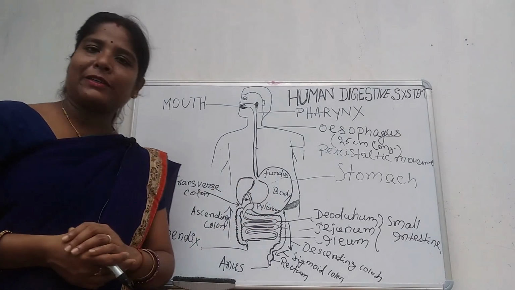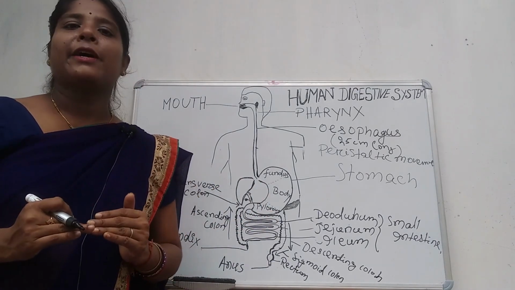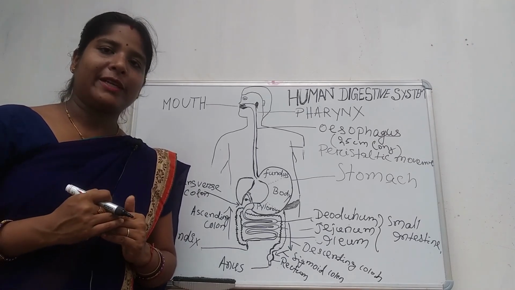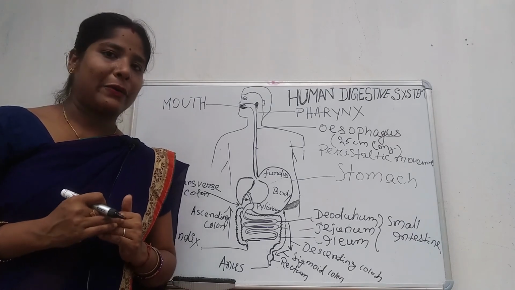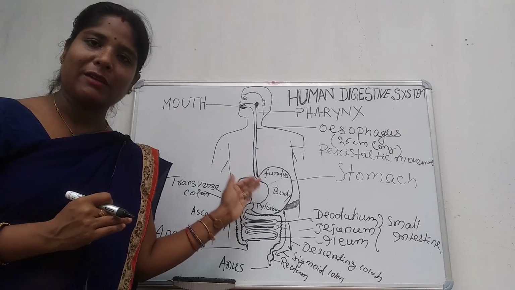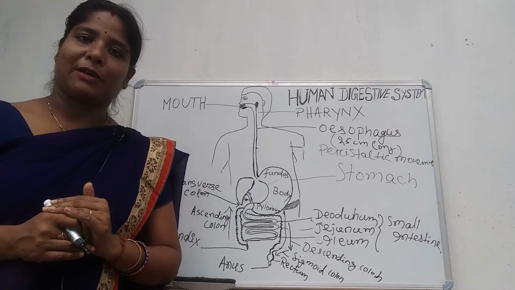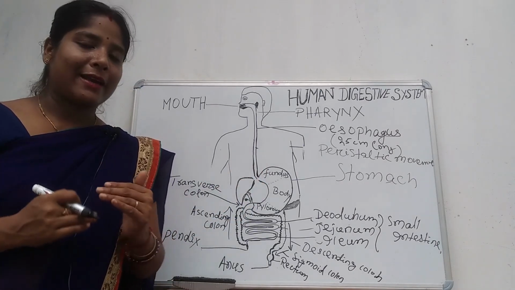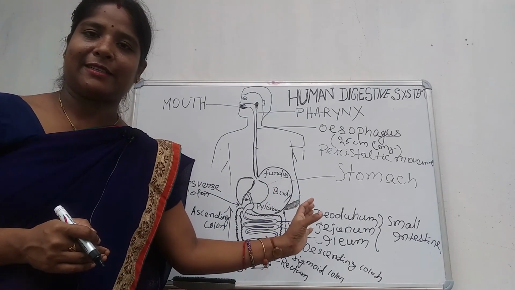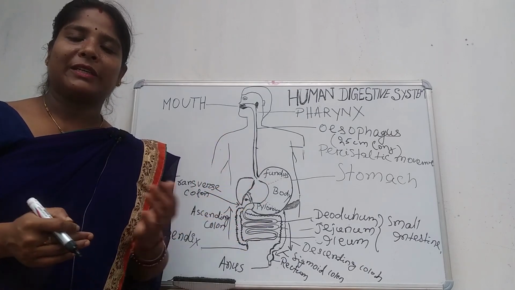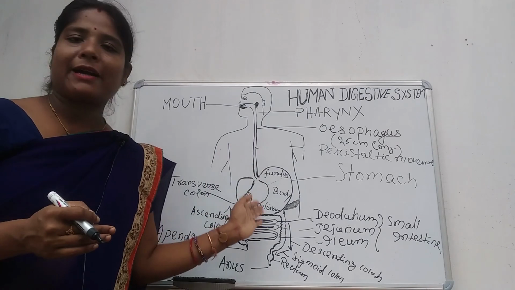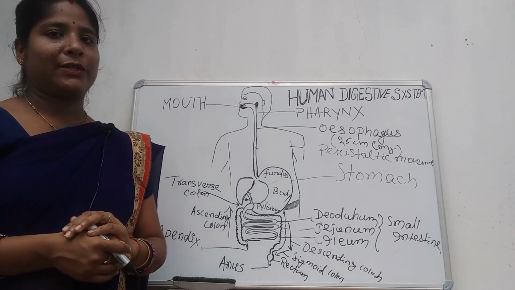So this was about the different parts of the human digestive system, or the alimentary canal. I hope it helps you understand the structure of the human digestive system. In another video, I described the mechanism of digestion, how different types of food get digested in different parts of the human alimentary canal.